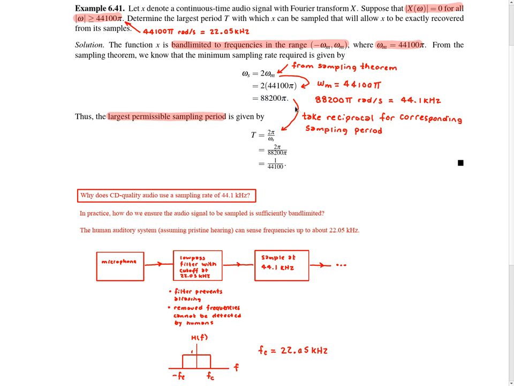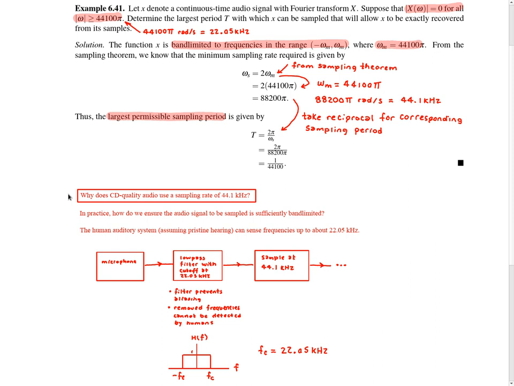Now in this example, we're asked to find the sampling period, not the sampling frequency. So the sampling period is given by 2 pi over omega s, so we can substitute in the value of omega s that we computed above, and this gives us 1 over 44,100. The frequency of 44.1 kilohertz that appears in our solution to the above problem has a special significance in audio processing. In particular, this is the rate at which CD quality audio is sampled.